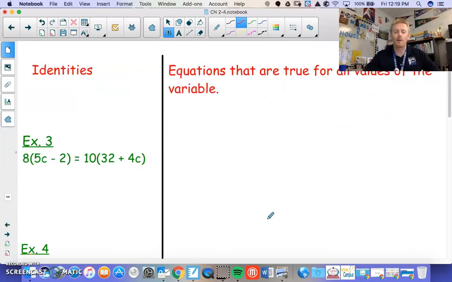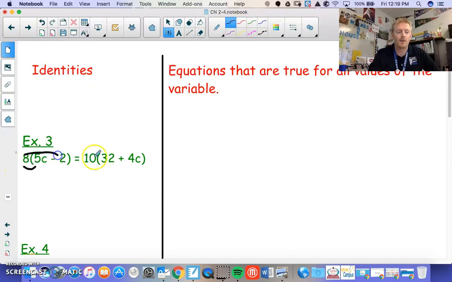Let's make things harder. Identities are when we have an equation that is true for all values of the variables. What that means is that no matter what number I plug in for the variable, in example 3 would be c, no matter what number I plug in, the left side is going to be equal to the right side. So we'll show you all how that works out here.